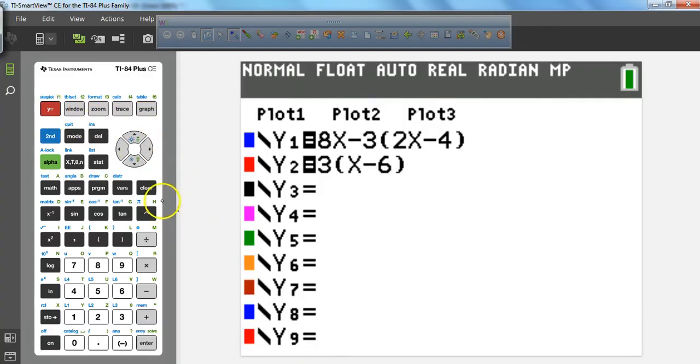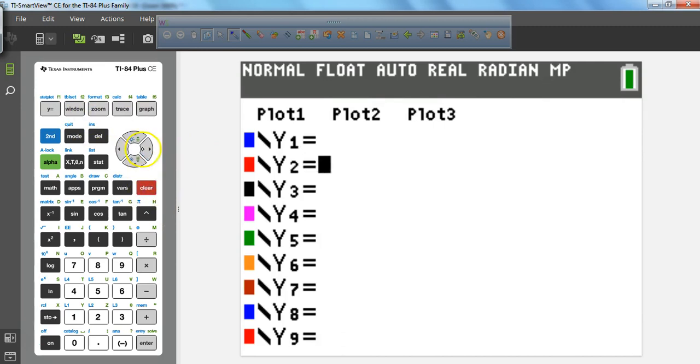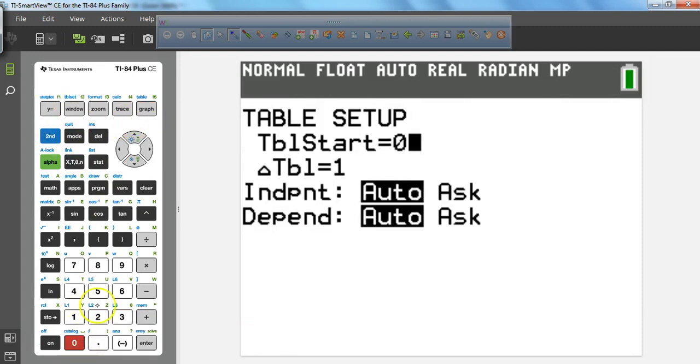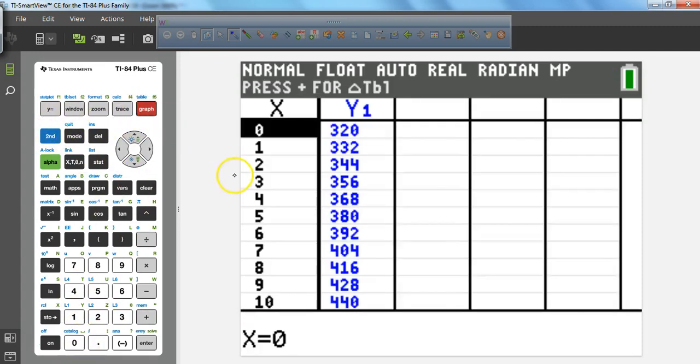So again, y equals. Go up here, type in 12x plus 320. So we're using terms of y and x. All right, and let's check our table here. Let's start at 0. Okay, so at 0 we're at 320. Then we're at 332, 344, 356. So it's going up like that. So we're trying to find the graph that matches this.